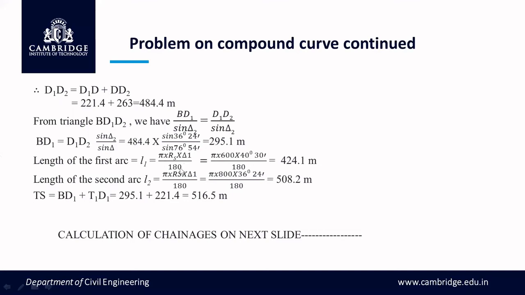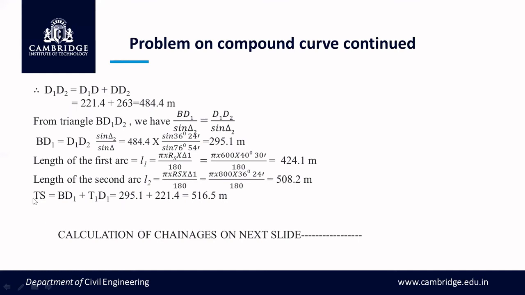The length of the first arc L1 is equal to pi into RS into delta 1 by 180, that is equal to pi into 600 into 40 degrees 30 minutes divided by 180, that is equal to 424.1 meters. Length of the second arc L2 is equal to pi into RL into delta 2 by 180, equal to pi into 800 into 36 degrees 24 minutes divided by 180, which is equal to 508.2 meters.